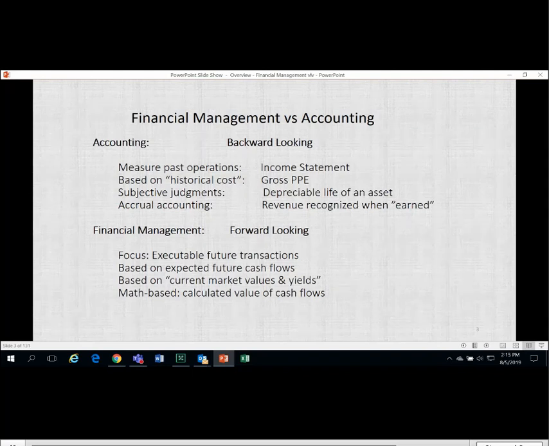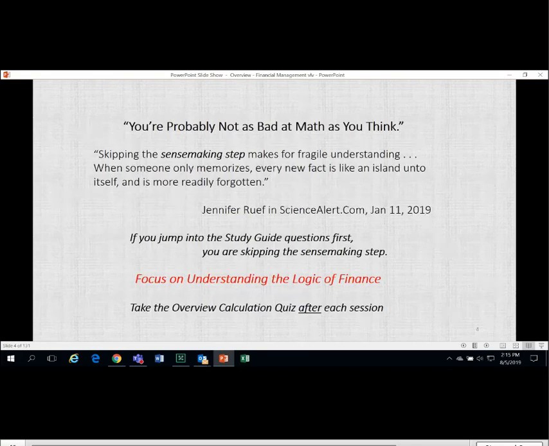Now, there is an article that I found that's relevant to the way we're going to approach this course. And yes, that is the title of it.